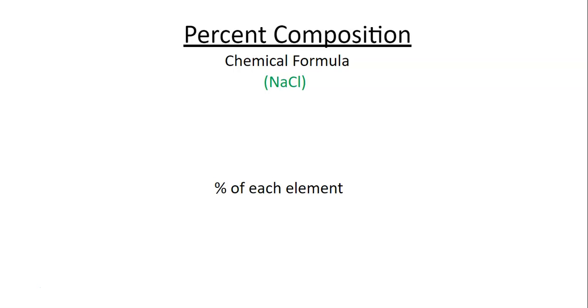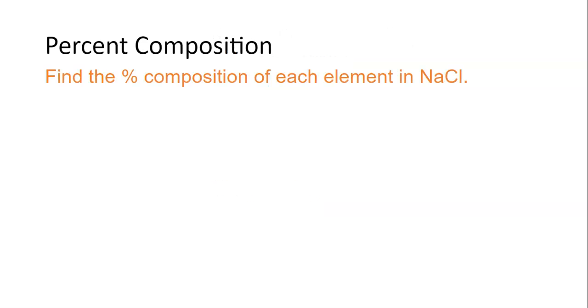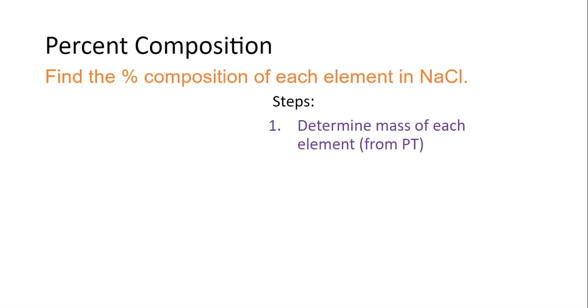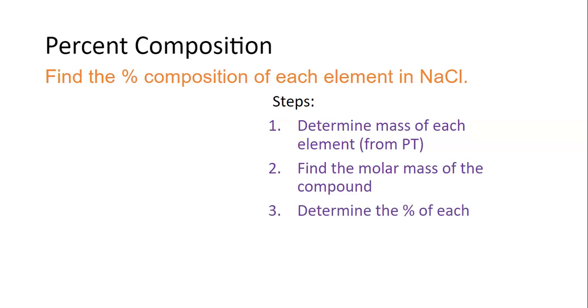So for percent composition, you need to figure out your chemical formula first. In our example in our notebook, it is NaCl. You're looking for the percent of each element, so the percentage of sodium and the percentage of chlorine. To find each element, we are going to do a couple of steps. First, we need to determine the mass of each element from our periodic table. Then we need to find the molar mass of that specific compound. Then we're going to determine the percentage. We take the mass of the element, divide it by the mass of the whole compound, and then multiply by 100.